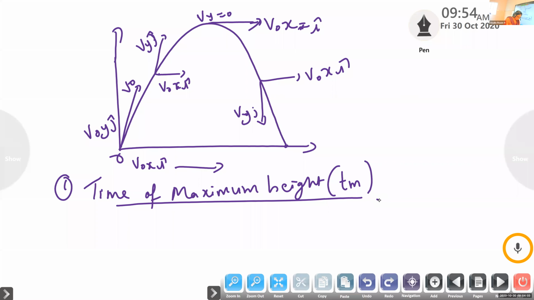Okay, shall we start? Okay, so write down maximum height. We can directly go to the derivation. At maximum height, already it is written, Vy is equal to 0.